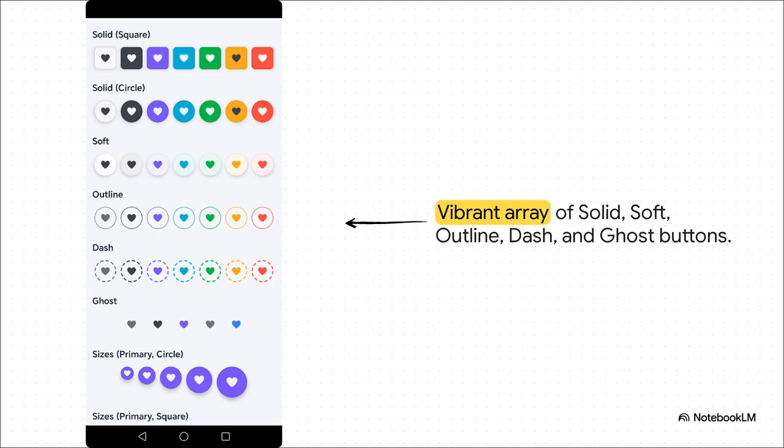Then we've got the crisp outline buttons, the kind of playful dash borders, and finally at the bottom, those minimalist ghost buttons, which just blend right into the background until you actually interact with them. And this brilliantly illustrates the power of a centralized UI module. You are looking at an incredible variety, all generated by the exact same underlying code.